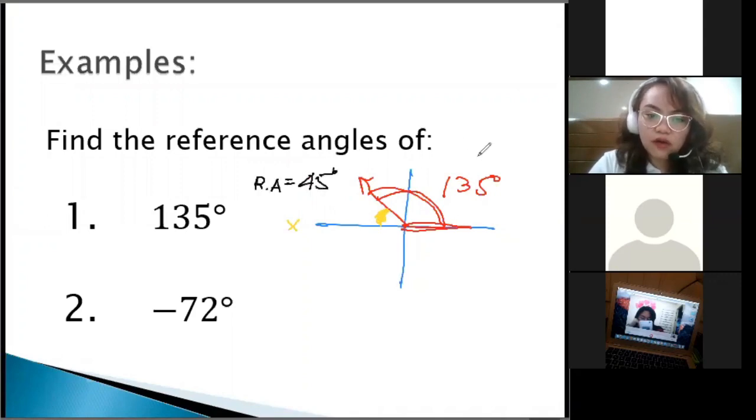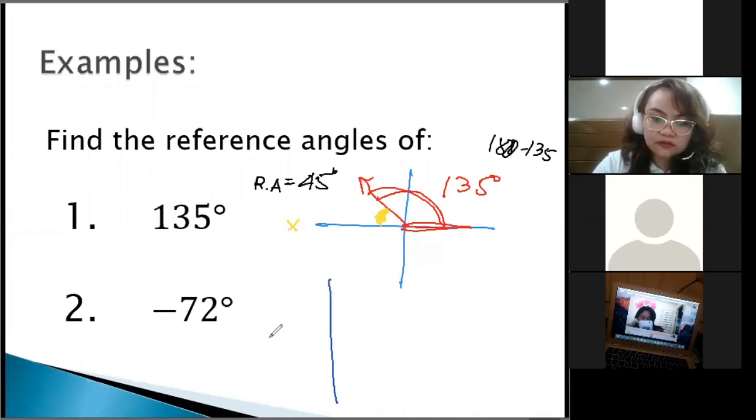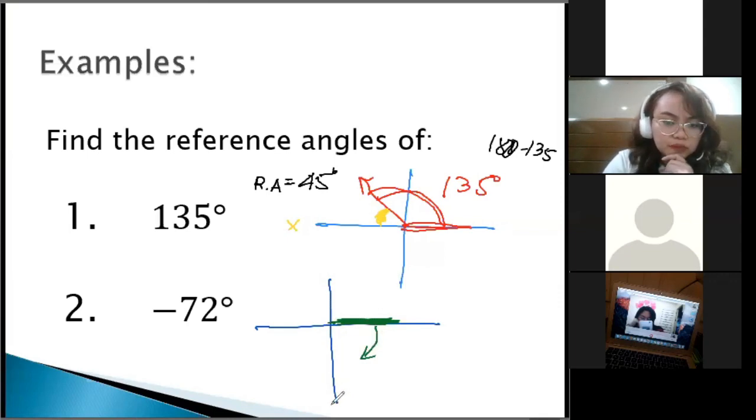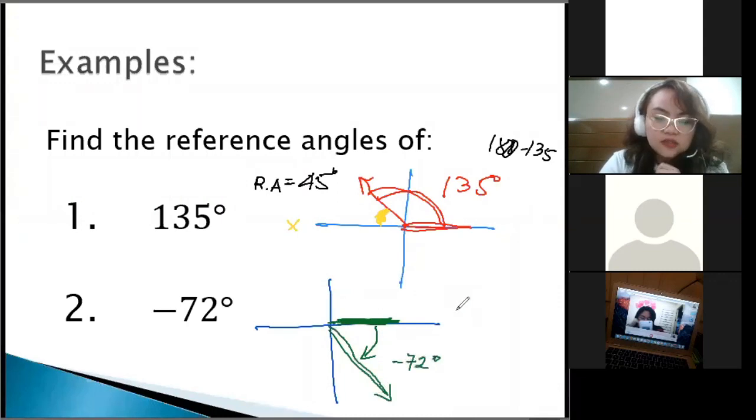You have 180 minus 135. Last item. It's negative. Oh, the rotation is reversed. Negative. Okay, let's draw that. We have our initial side here. We rotate downward until negative 72. Will I go past this? Alright, no, I won't. So this is negative 72 degrees, okay?